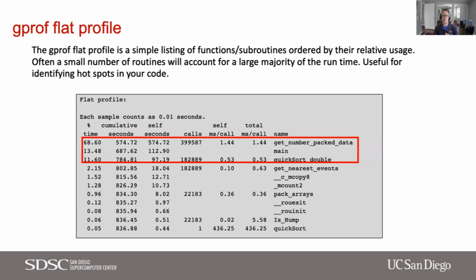It gives you two types of output. It gives you a call tree and a flat profile. So the gprof flat profile is a simple listing of the functions and the subroutines. Functions if you're working in C, subroutines if you're working in Fortran, ordered by their relative usage. And as I mentioned earlier, it's often only a small number of routines that account for the large majority of the runtime. So gprof is incredibly useful for identifying hotspots in your code.